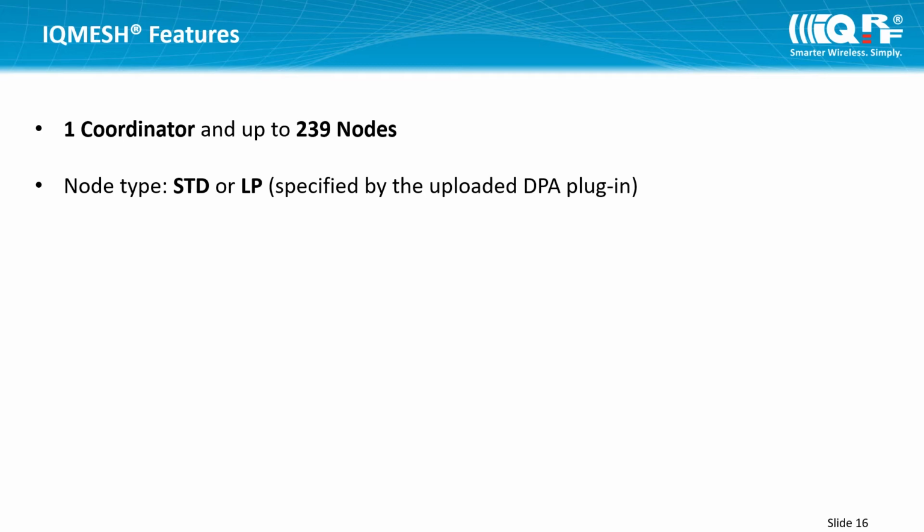From the power consumption point of view, a node can work in standard or low power RF mode while receiving. The standard mode is typically intended for devices powered from mains. The low power mode is power saving, intended for devices powered from a battery. This RF mode uses longer time slots per hop, so the communication with LP nodes is about 2 times slower. The RF mode is specified by the uploaded DPA plugin.